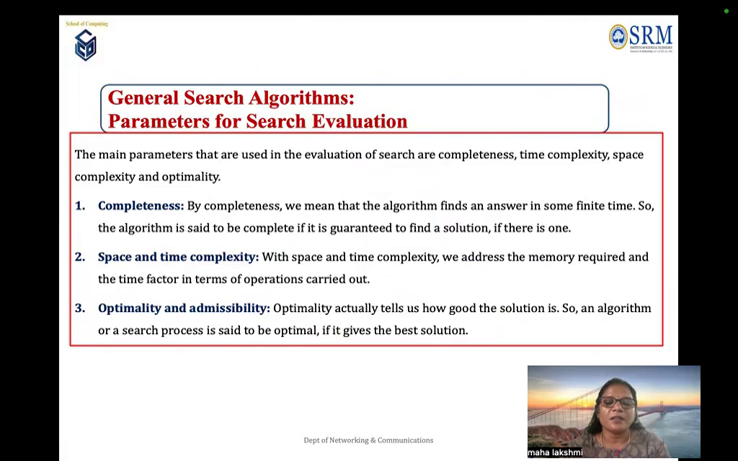The parameters involved in search evaluation are completeness, space and time complexity, optimality, and admissibility. By completeness, we mean that the algorithm finds an answer in some finite time. The algorithm is said to be complete if it is guaranteed to find a solution if there is one. With space and time complexity, we address the memory required and the time factor in terms of operations carried out. Optimality tells us how good the solution is. An algorithm or a search process is said to be optimal if it gives the best solution.